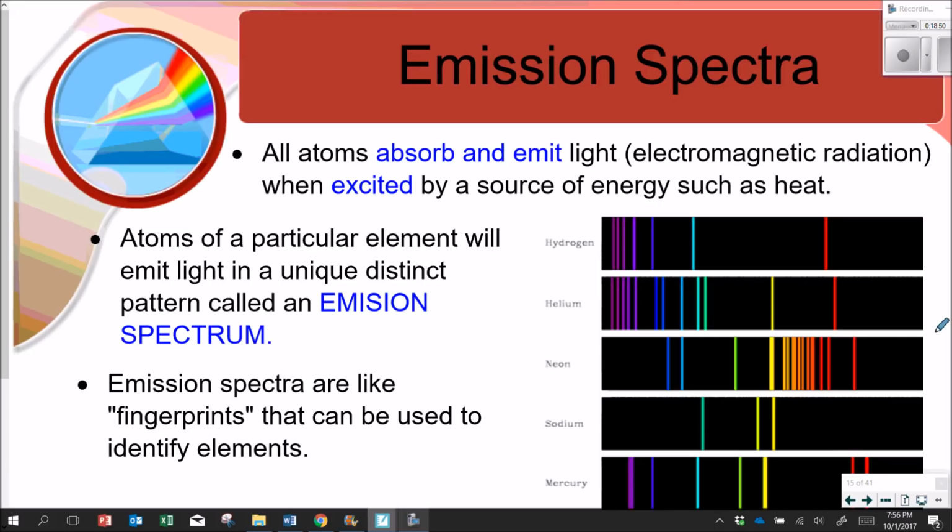Now, all atoms absorb and emit light or electromagnetic radiation when excited by a source of energy such as heat. Atoms of a particular element will emit light in a unique, distinct pattern called an emission spectrum. And emission spectra are like fingerprints that can be used to identify elements. You can see on the picture to the right that all these different elements, such as hydrogen, helium, neon, sodium, and mercury, have a different distinctive pattern for their emission spectra.